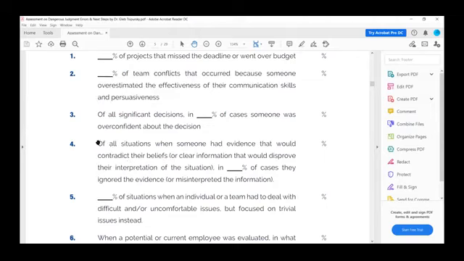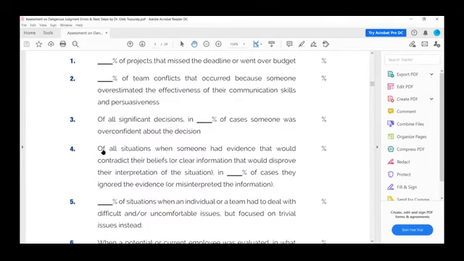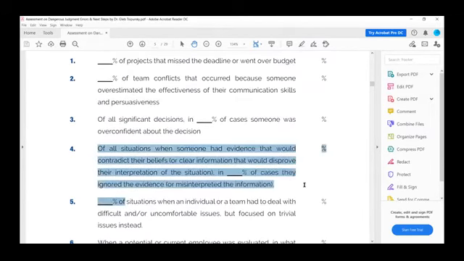Number 4. This is called the confirmation bias. This is what this refers to. So the confirmation bias has to do with the fact that when we look for information, we tend to look for information that supports our beliefs. And the second part of the confirmation bias is that we tend to ignore information that doesn't confirm our beliefs. So this is a big one.